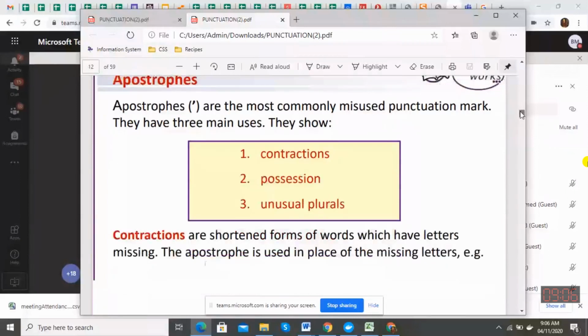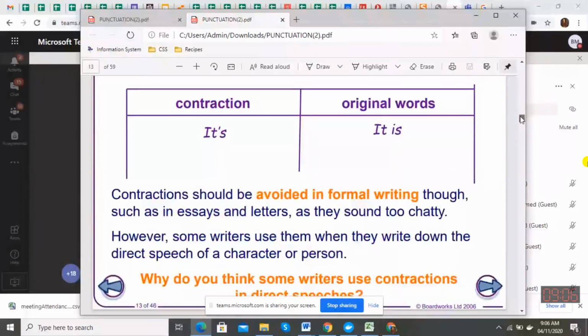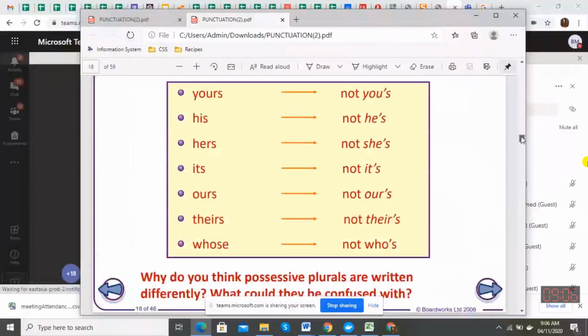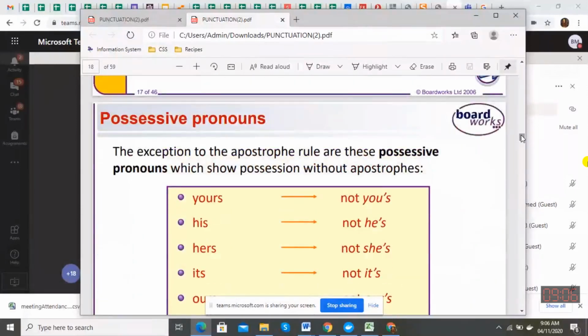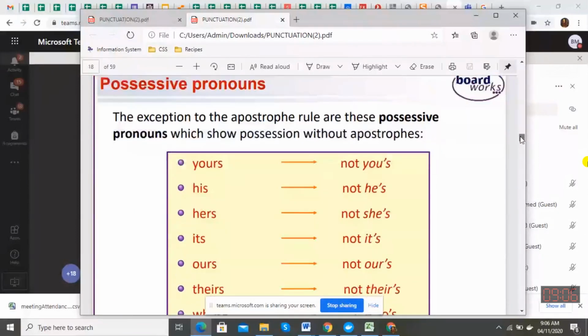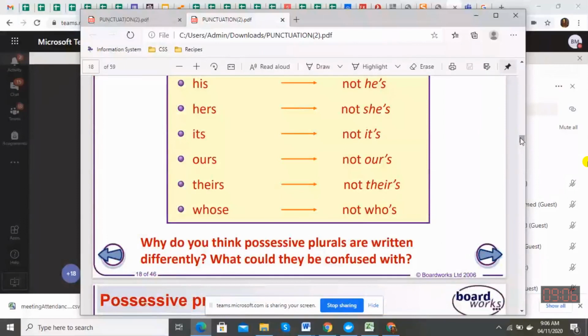Contractions we have done; these are shortened words. There are some exceptions in possession where we do not use apostrophes: yours, not your's; his; hers, not her's; its, not it's; ours; theirs; and whose, not who's.